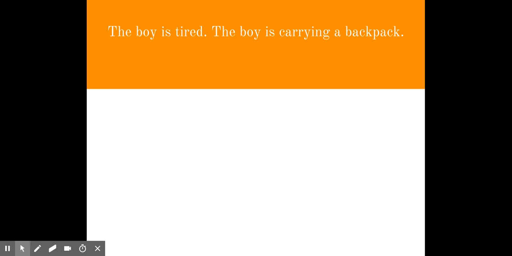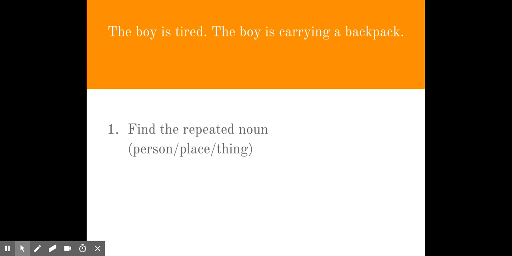How do we make our sentences more complex and more interesting? So we add relative clauses. The first thing we need to do is find the repeated noun. Nouns are people, places, things. So what are the nouns in these sentences? The boy, and a backpack. And we're going to include the article as part of the noun phrase. Okay. Now, which of these do we see twice or more than once?